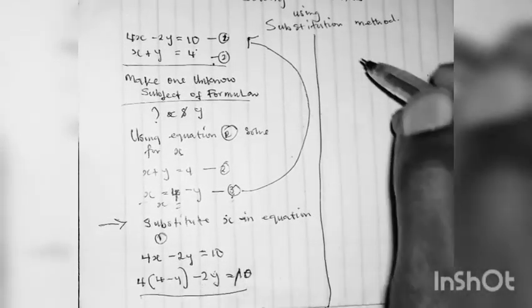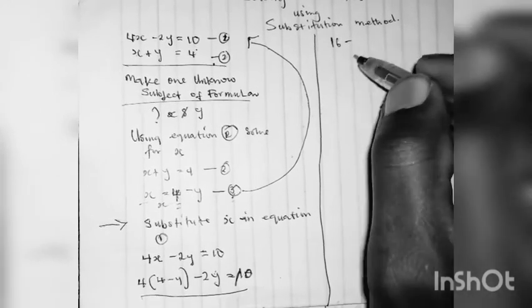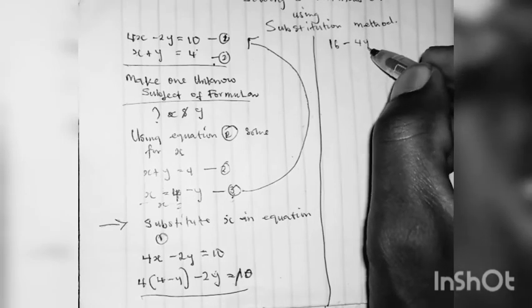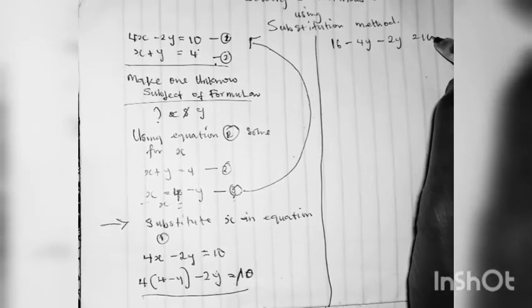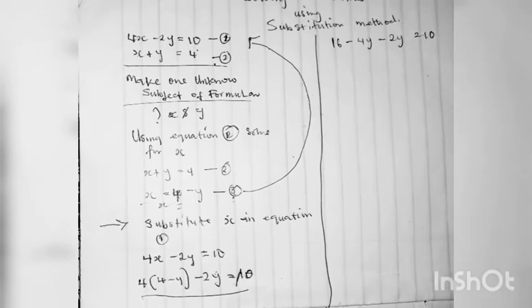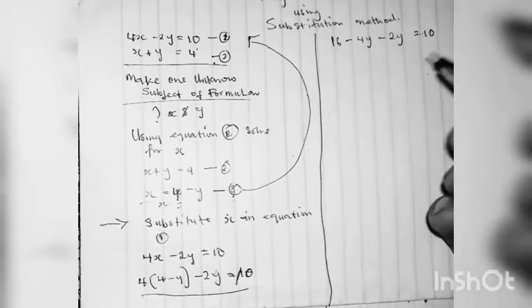So what we are going to do is come here and open this bracket by saying 4 times 4 gives us 16, minus 4 times y gives us 4y, minus 2y equals 10. One thing, I even love the substitution method more than the elimination method. You understand? It gives me freedom to do what I want to do.